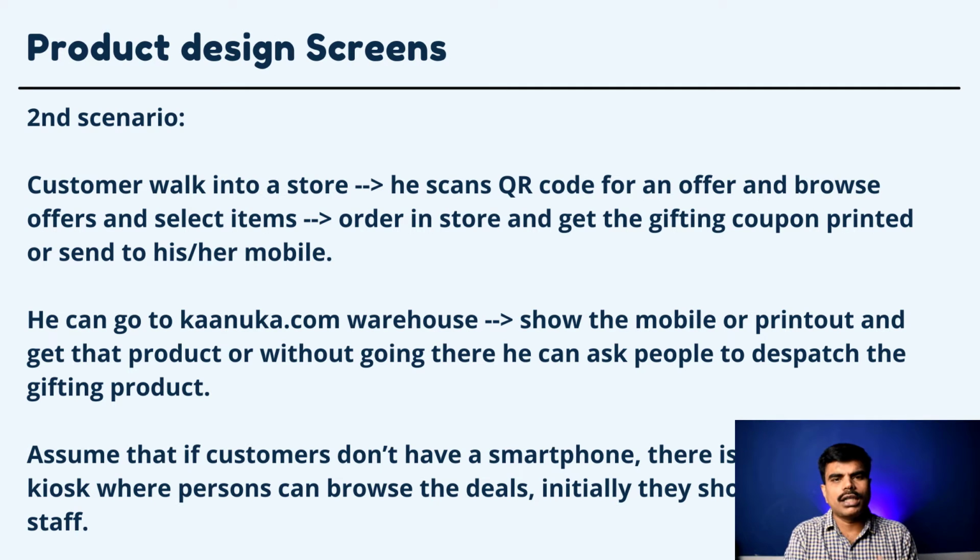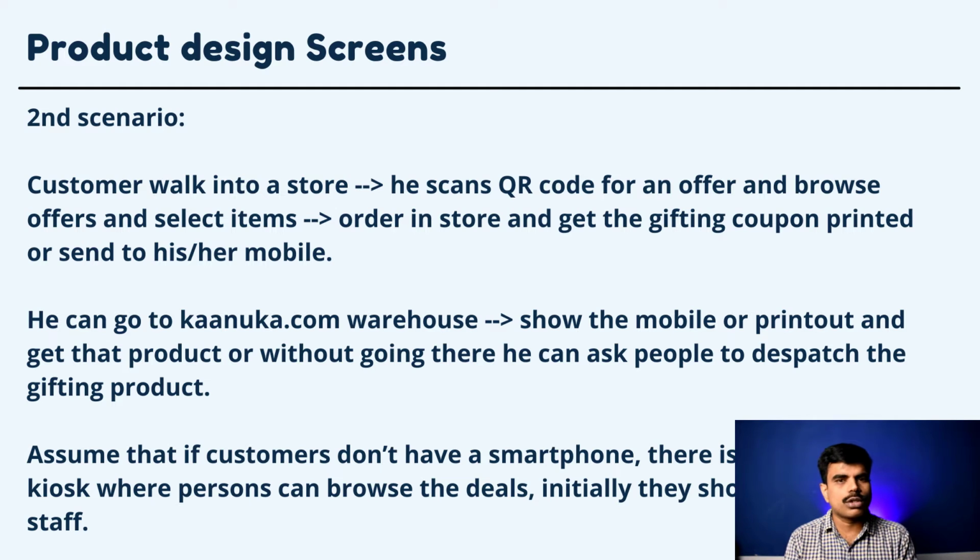Assume that another person who walks into the store doesn't have a smartphone, then there should be a tab or a kiosk kind of device where he can browse the products. And initially, for those people who don't have a smartphone and don't have the knowledge about it, some staff should at least assist them, explaining how it works.